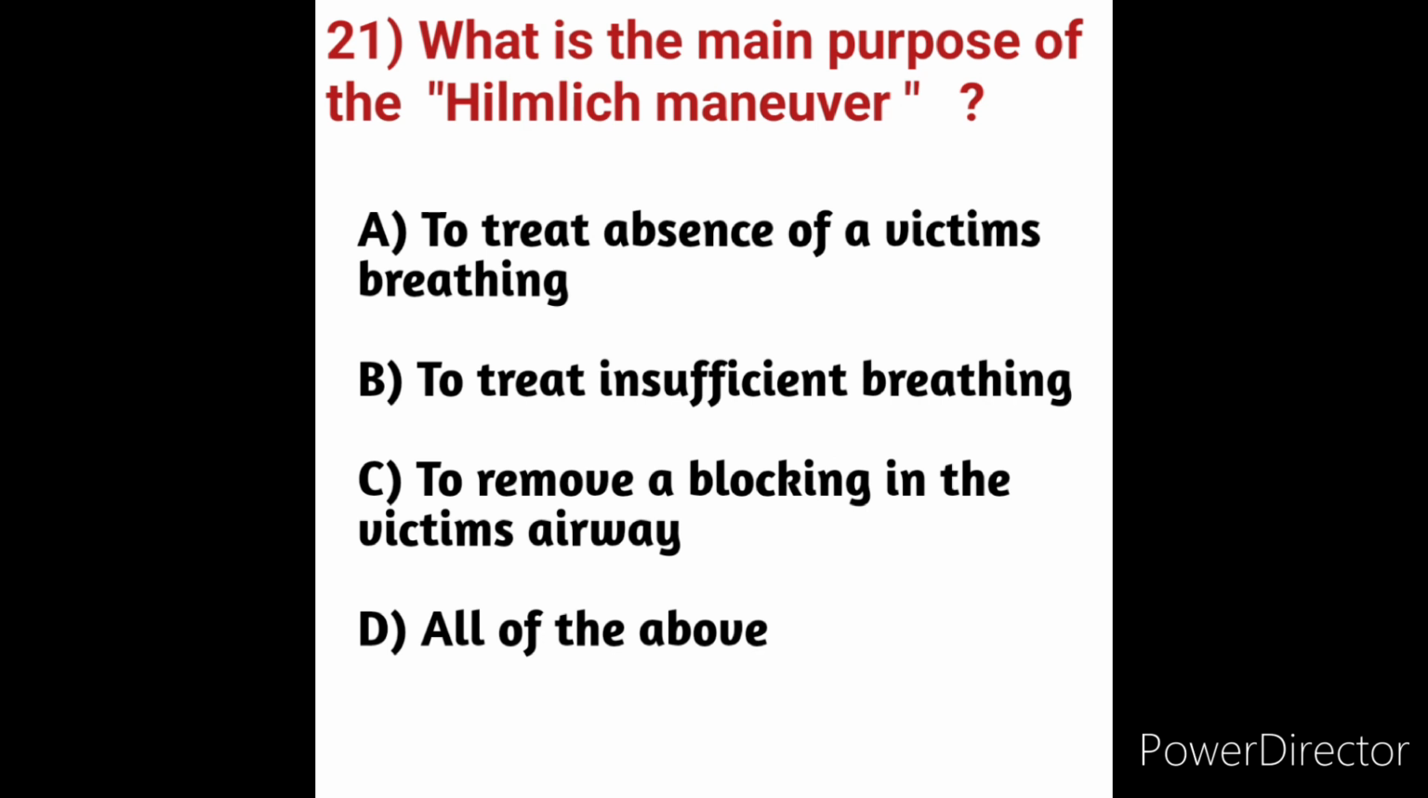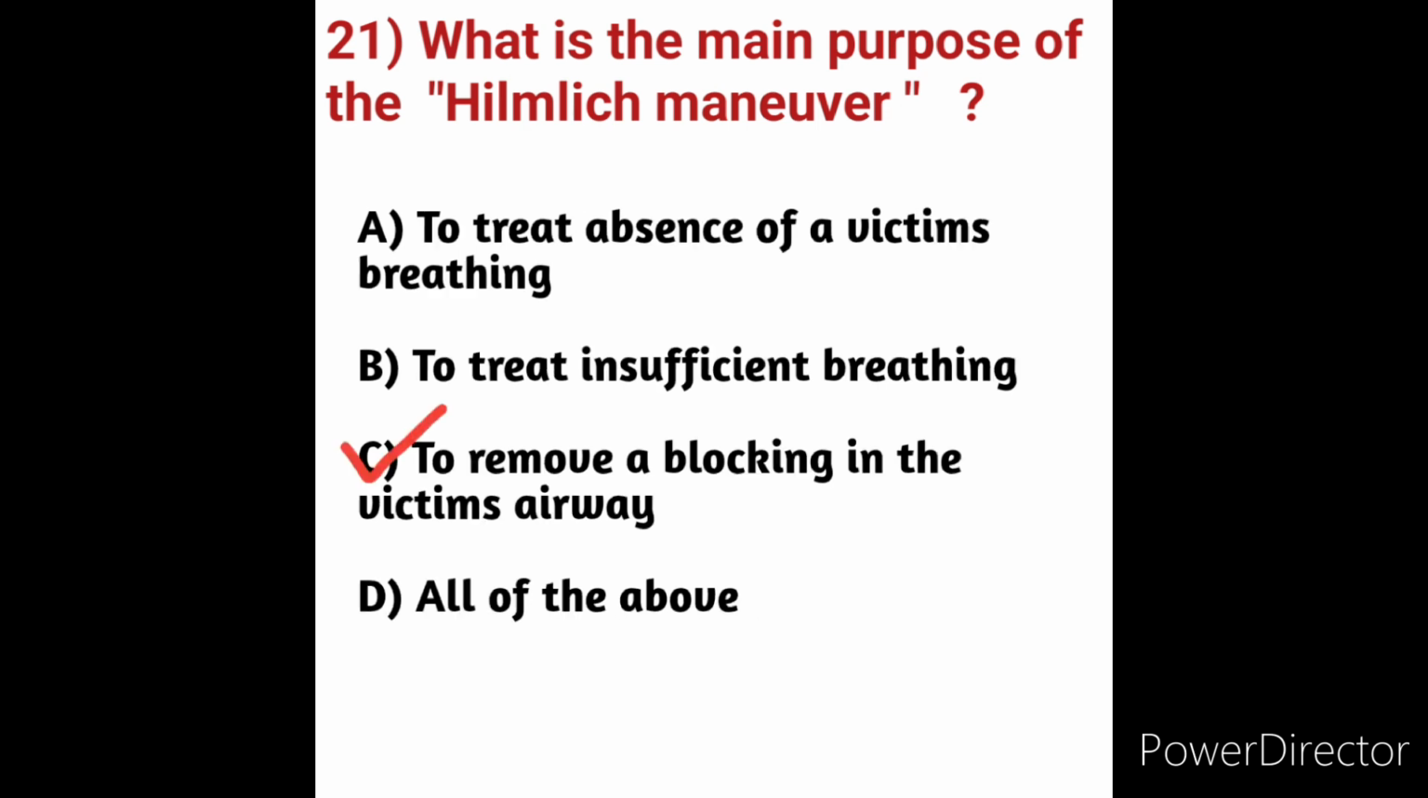Option C, to remove a blocking in the victim's airway. Option D, all of the above. Here, abdominal thrust is also known as the Heimlich maneuver. The Heimlich maneuver is a first aid procedure used to treat upper airway obstruction by a foreign object. It is the manual application of sudden upward pressure on the upper abdomen of a choking victim to force a foreign object from the trachea.